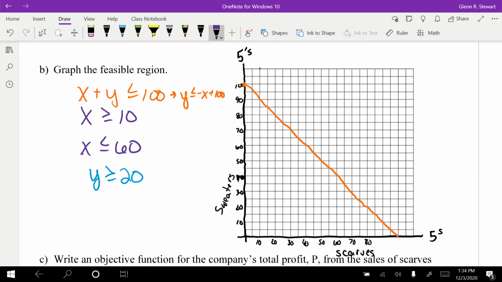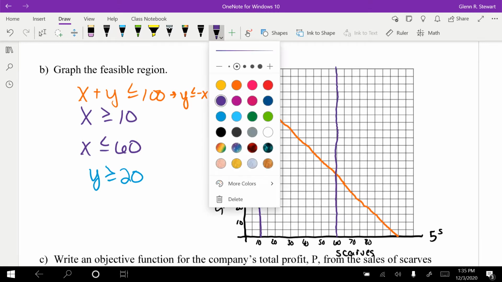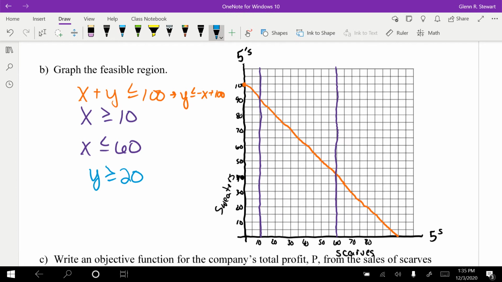Okay, so x is greater than 10, so I'll start this at 10. But it also has to be less than or equal to 60. And then sweaters has to be greater than or equal to 20.